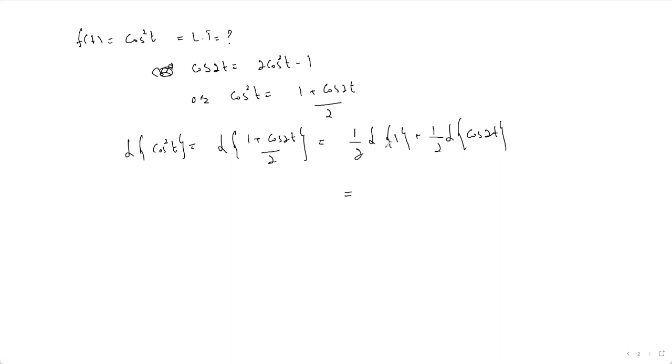Now you know that the Laplace transform of 1 is equal to 1 by s. So it will be simply 1 by 2, taking the common factor of both. What is the Laplace transform of 1? That is 1 by s, plus the Laplace transform of cos of at. We have just found this. Cos of at, what is that equal to? That is s divided by s square plus a square.